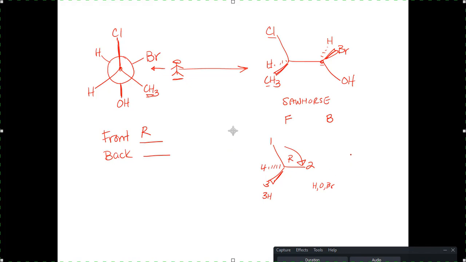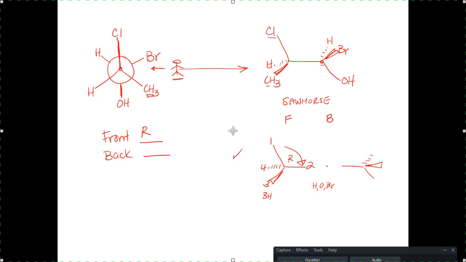Right? The video is going to stop here, and I'm going to ask you to tell me what the back carbon, that is now the right-hand carbon, is. Is that R or S? So go ahead and work that out and then answer the quiz question.